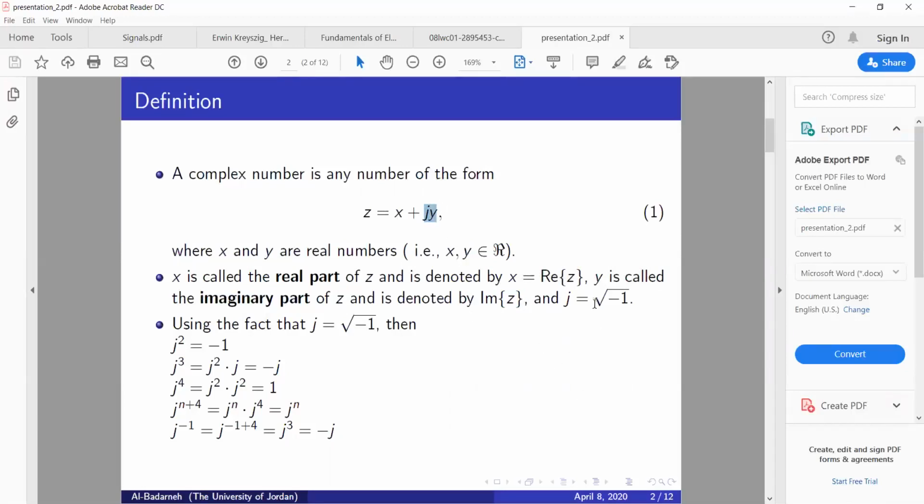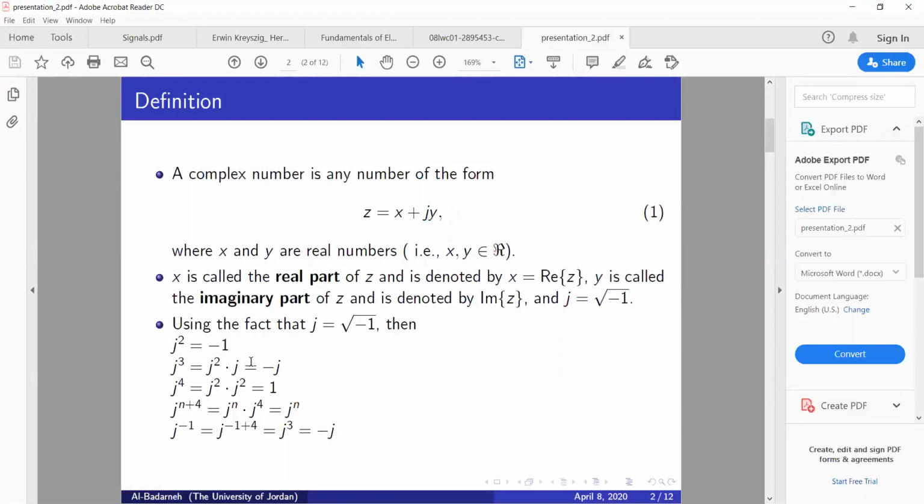Here, j is equal to the square root of minus 1. j was invented by mathematicians in order to solve equations like x squared equals minus 1. And it just so happens that by inventing j, we do not need to invent more numbers because we can solve every polynomial equation with just j. Anyway, it follows immediately from this result that j squared is equal to minus 1.